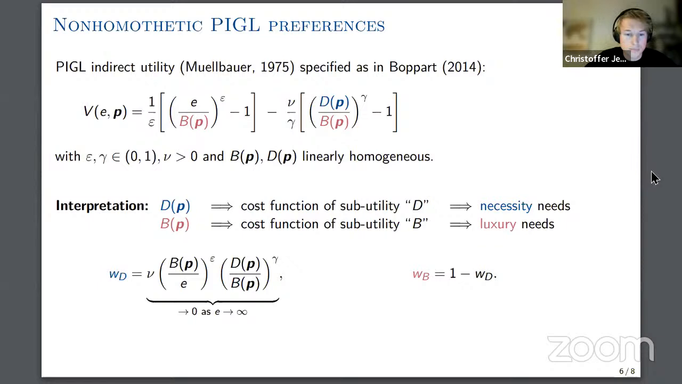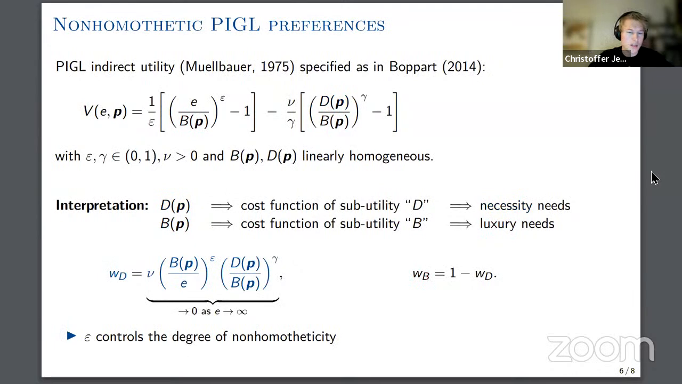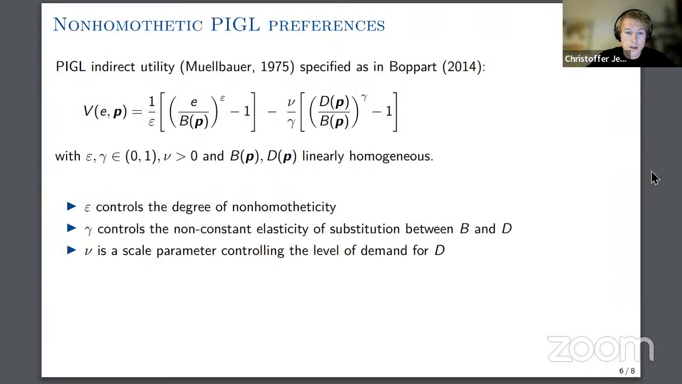From this expenditure share equation, you can also realize that epsilon governs the degree of non-homotheticity. And in particular, epsilon tells you how much in percent the expenditure share on necessities declines as expenditures increase by 1%. Gamma governs the elasticity of substitution between luxury and necessity goods, and nu is just a scale parameter controlling the level of demand for necessity goods.